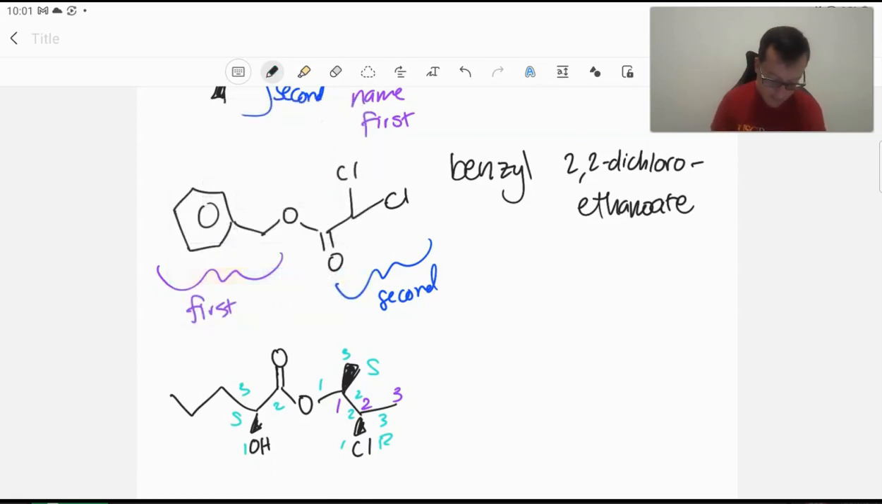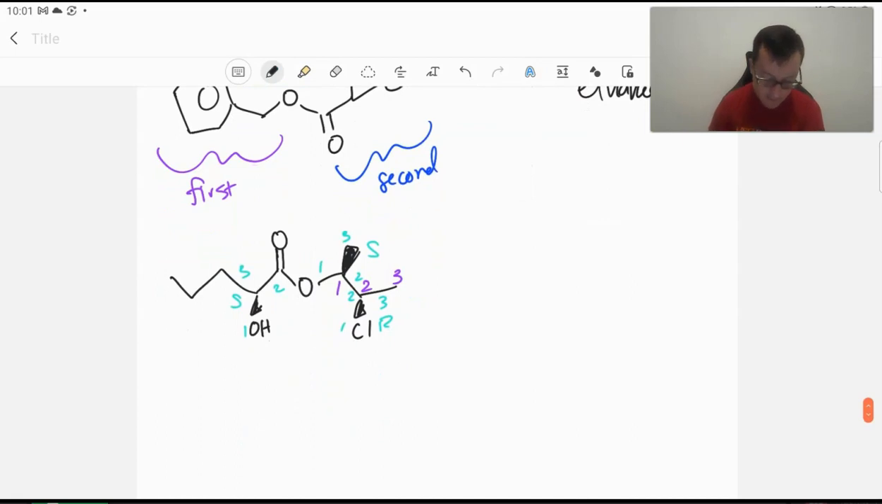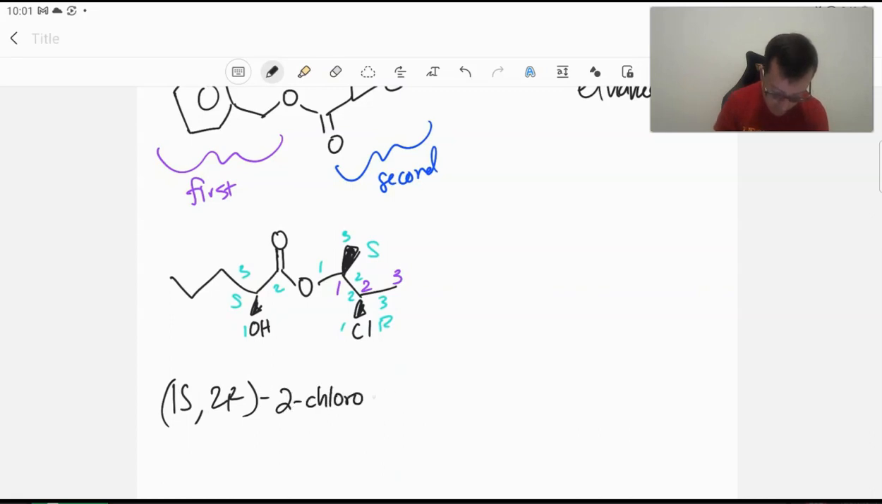So we would name this thing, I'm going to actually scroll down a little bit. We have to name the oxygen side first. And we would name this just as if it were an alkane. So we're going to put the chloro first, even though it's the farther number. We would say 1S, 2R, 2-chloro, 1-methyl.